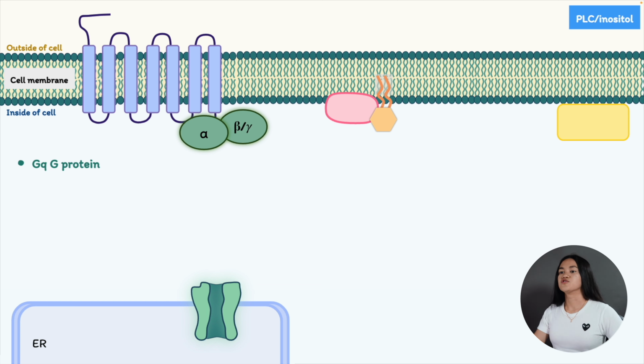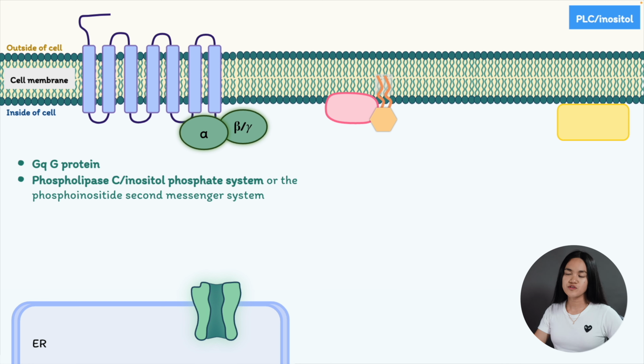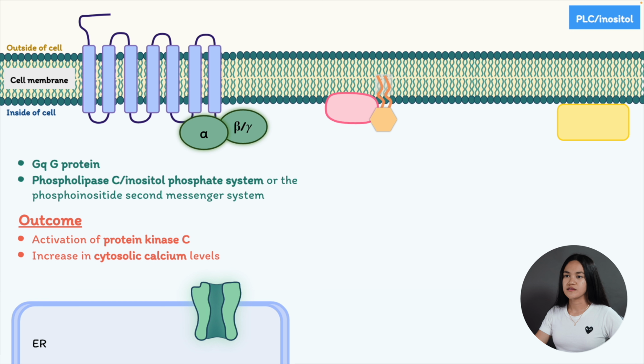This system is known as the phospholipase C inositol phosphate second messenger system, sometimes called the phosphoinositide second messenger system. That is a mouthful, okay? When this second messenger system is activated, we're going to have a couple of important outcomes within the cell. One outcome is the activation of protein kinase C. This is a key player in cellular functions, all right? And the second outcome is it leads to an increase in cytosolic calcium levels, which is really important for many processes.